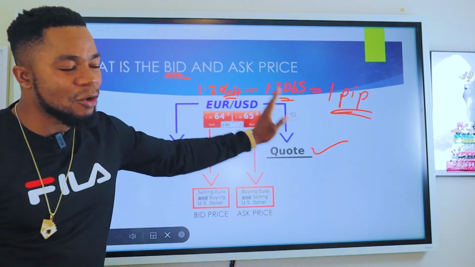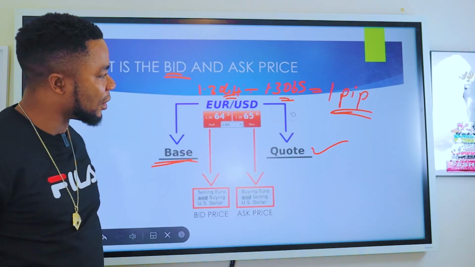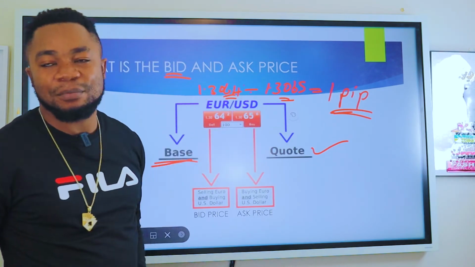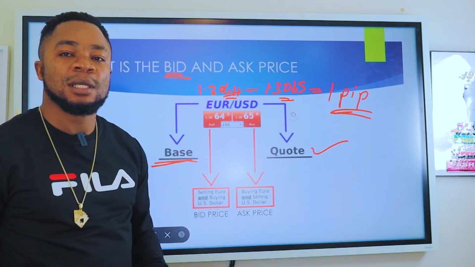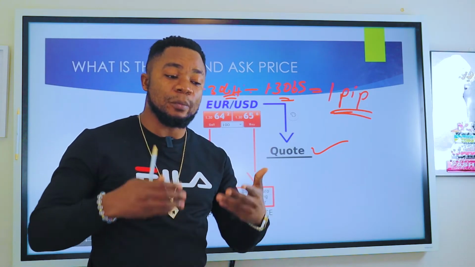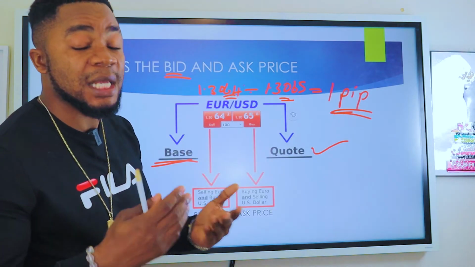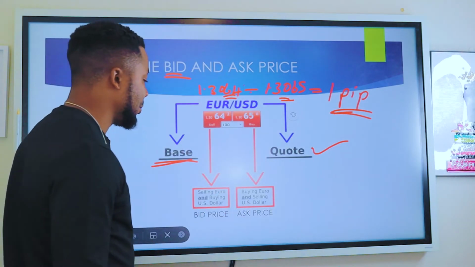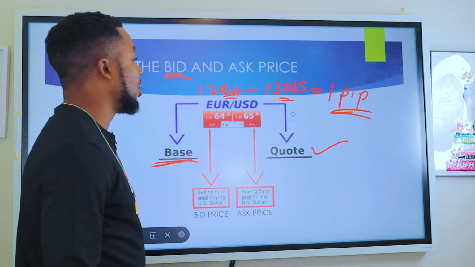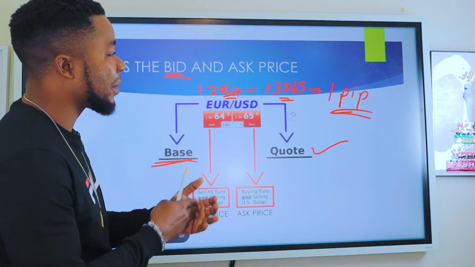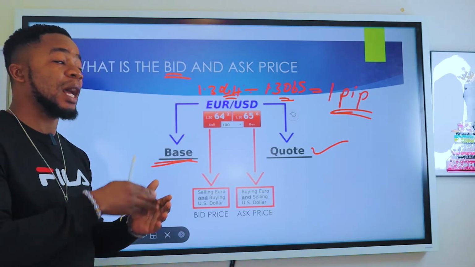So if you see any currency quote, to measure the number of pips on that quote, you just subtract the bid price from the ask price. The bid price is the price you are ready to buy that currency pair, and the ask price is the price you are ready to sell it. As simple as that. That's how you can determine the bid, the ask, the spread, and the pip of any particular currency pair.